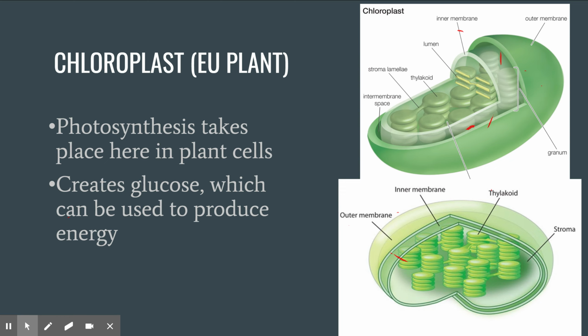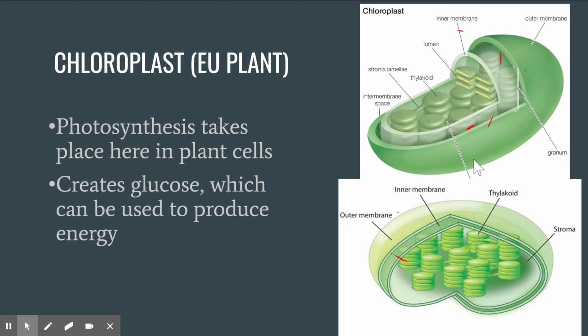The last organelle that's found in plant cells only is the chloroplast. The chloroplast, plant cells only, does photosynthesis. So this is something a lot of us discovered in our Gizmos. The chloroplast does photosynthesis by using sunlight, water, and carbon dioxide to produce glucose and oxygen. Glucose is an energy source that the plant can then use for later.